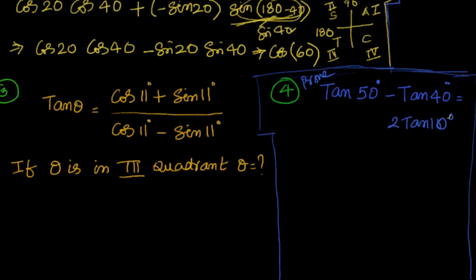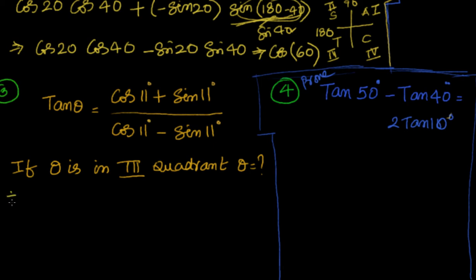Look at this problem. Tan theta equal to (cos 11 plus sin 11) by (cos 11 minus sin 11). If theta is in the third quadrant, theta equal to how much? Third quadrant means it should be 180 plus something. First let us try to find out the value of theta. I want the right hand side also in terms of tan, because on the left hand side I see tan. So I want something like tan theta equal to tan 50, so theta equal to 50, something like that. To get tan here, this is sine, right? If I divide by cos, then it becomes tan.